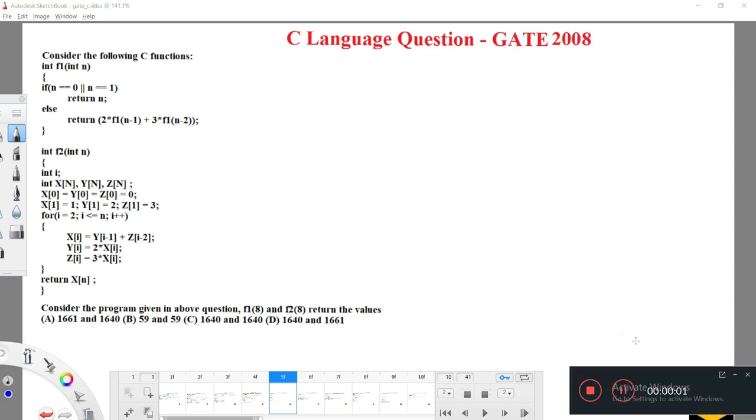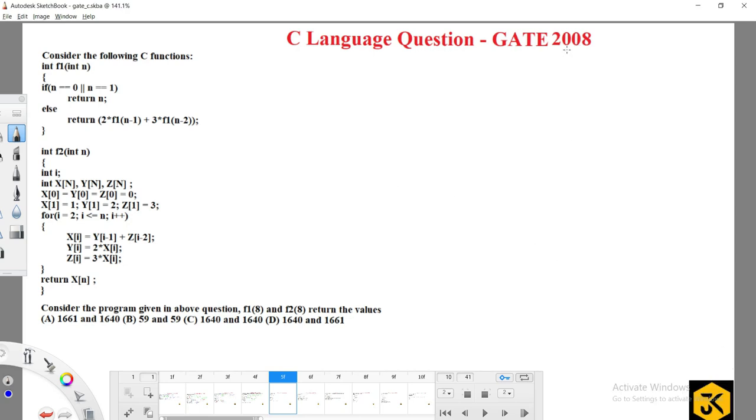Hi, let's see one of the GATE questions which was asked in the year 2008. Guys, they have given here two functions, f1 and f2, and they are simply asking us to execute the above program by calling two functions, f1 of 8 and f2 of 8, and asking what values they are going to return.